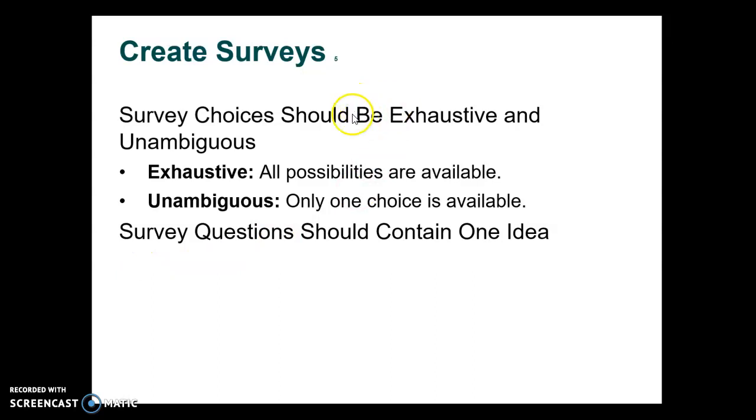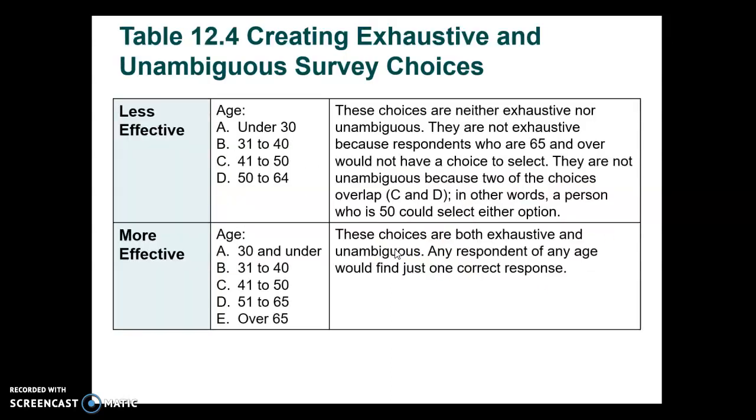Other things for survey questions, they need to be exhaustive and unambiguous. Well, exhaustive means you've listed all the possible options. Now this is sometimes hard to do, but if possible, list all the available options or possibilities. And unambiguous means only one choice is available, and it focuses on one idea. There again, you have examples of that particular aspect of survey writing.